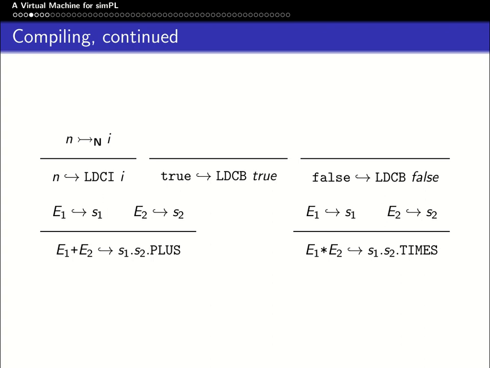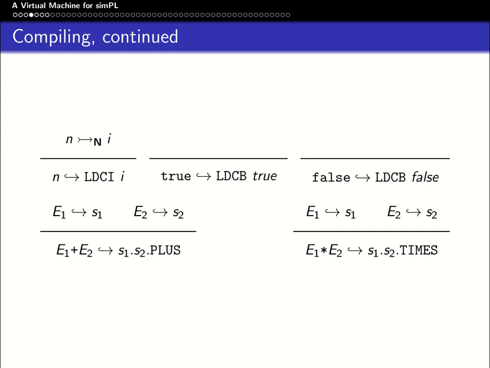So what do I do with that? Can I get from that assumption, can I get the result for E1 plus E2? Can I get a translation for E1 plus E2, right? And yes, we can. This is the rule that we're making. E1 plus E2 translates into S1 concatenated with S2, concatenated with the instruction plus, right?